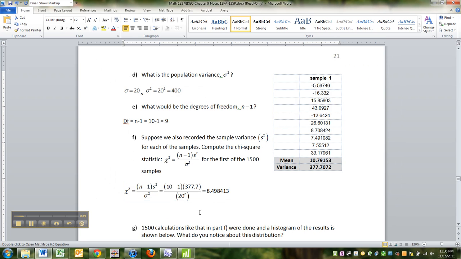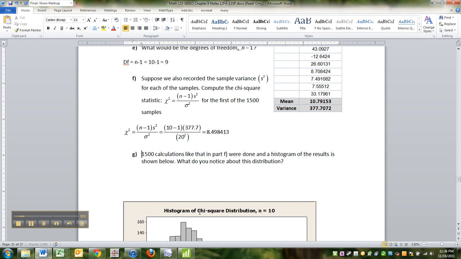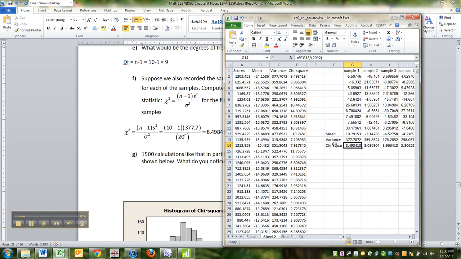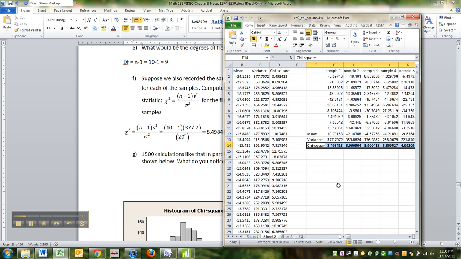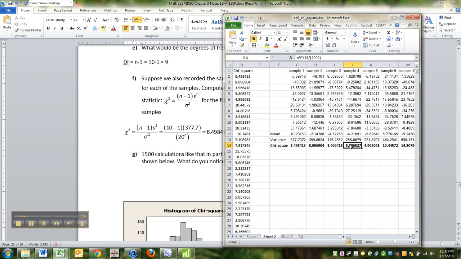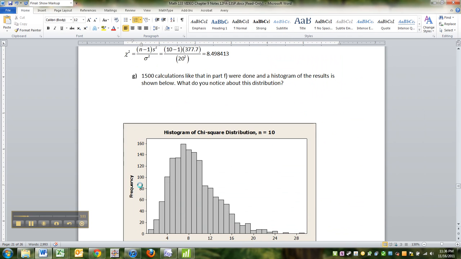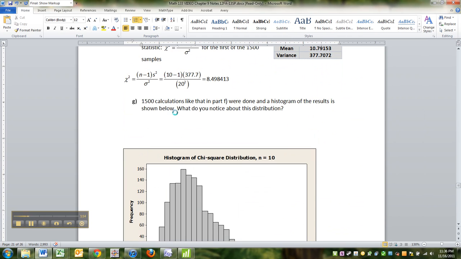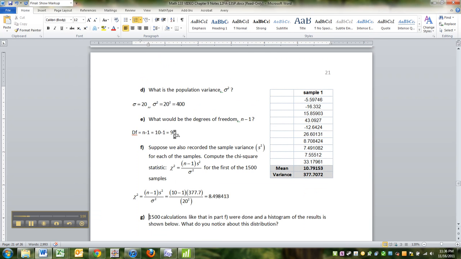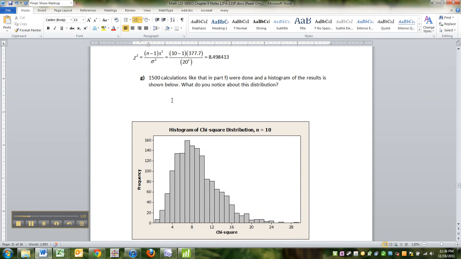Okay? All right, so if you did that over and over and over, like I did right here, see these numbers, 8.49 and so on. If you take all of those numbers, 8.49, 8.06, 3.99, and so on, and you graph them, you make this graph right here. You have now created something called a chi-square distribution. You're not graphing z's, you're not graphing t's, you're graphing these statistics, these chi-squares. And look at what you see here.